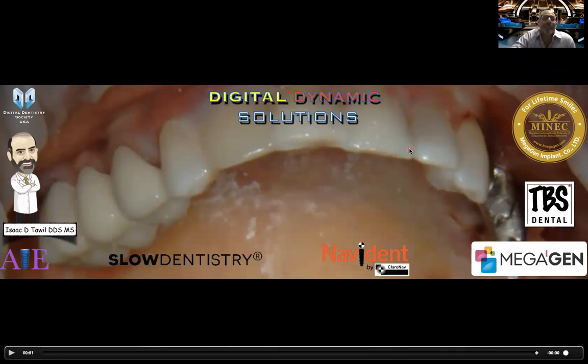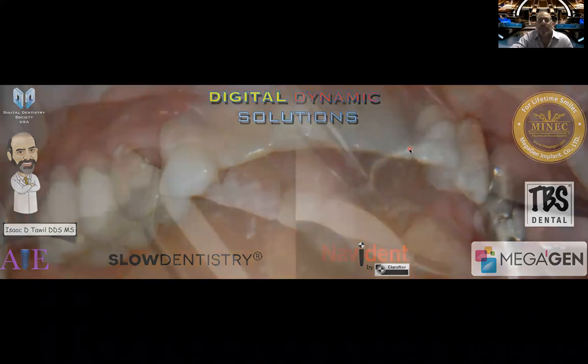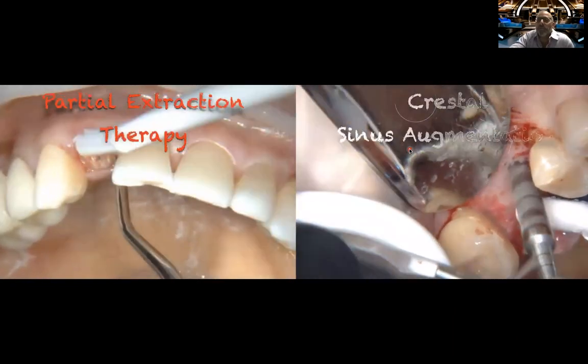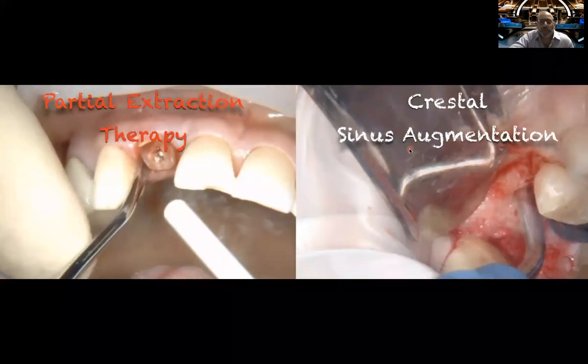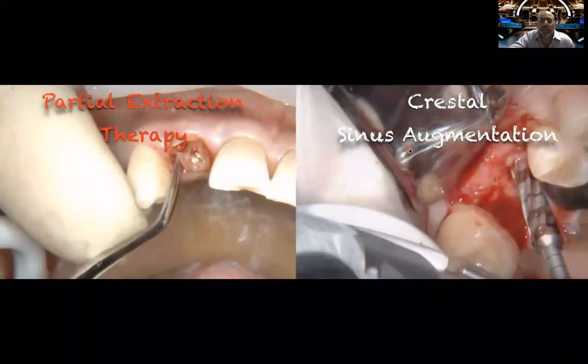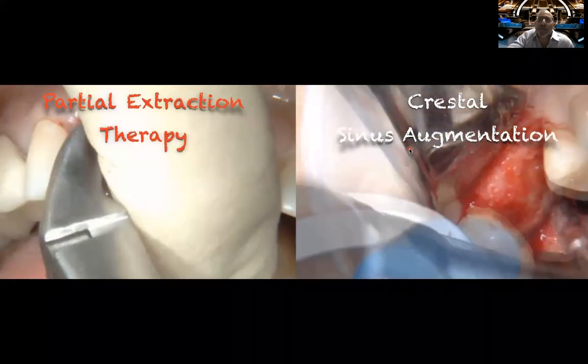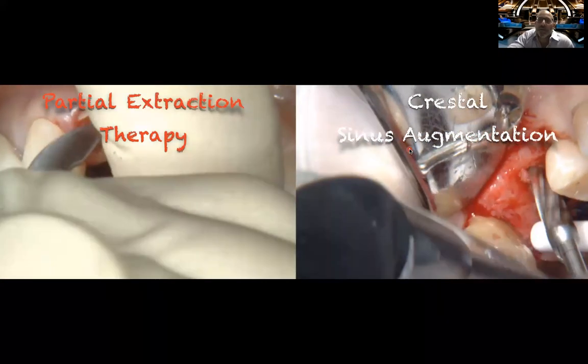So moving forward, this digital dynamic solutions, talking about two different concepts that we're going to specify. One of them is going to be the digital dynamic shield, which is through the concept of partial extraction therapy. You may have heard of the word socket shield or root membrane. The other is going to be crestal sinus augmentation.